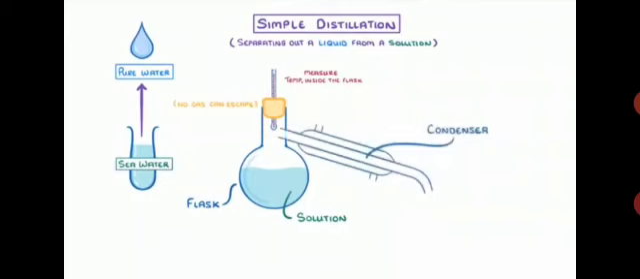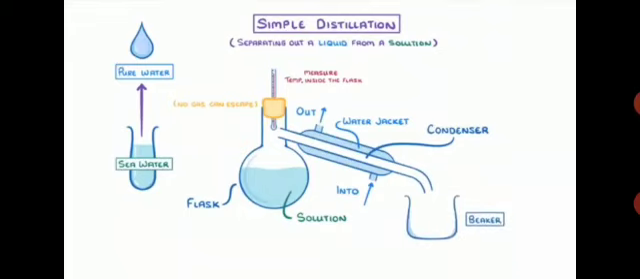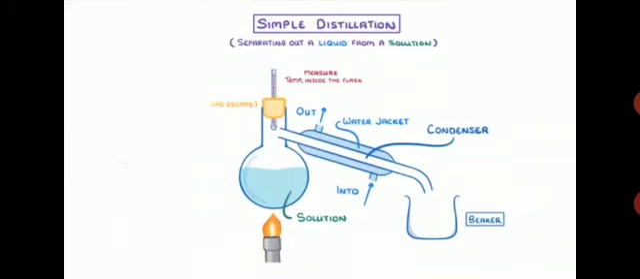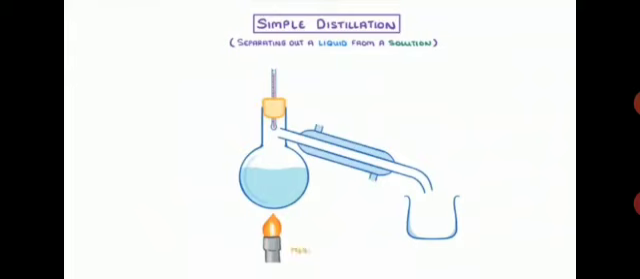Then I have to place the thermometer, and this thermometer should be slightly below the side neck. The side neck is connected to what? Condenser. To cool the vapors inside the condenser, we have a water jacket which will allow the water inside and outside. So the vapors will be condensed as liquid and they will be collected in this beaker, that is the receiver here. Once all the apparatus is set up completely, I will start heating the mixture.